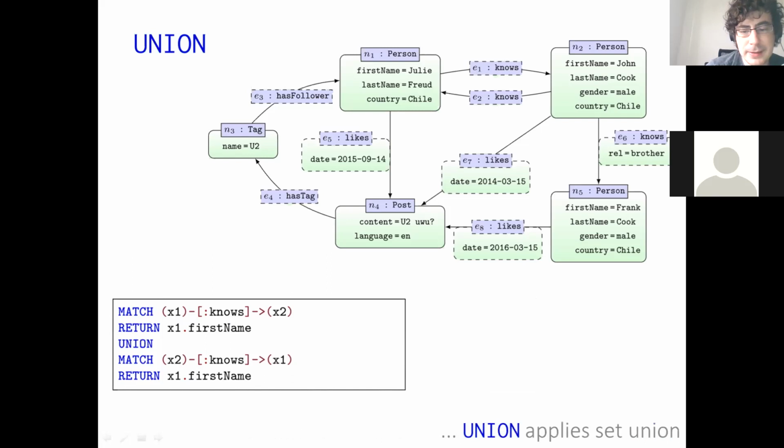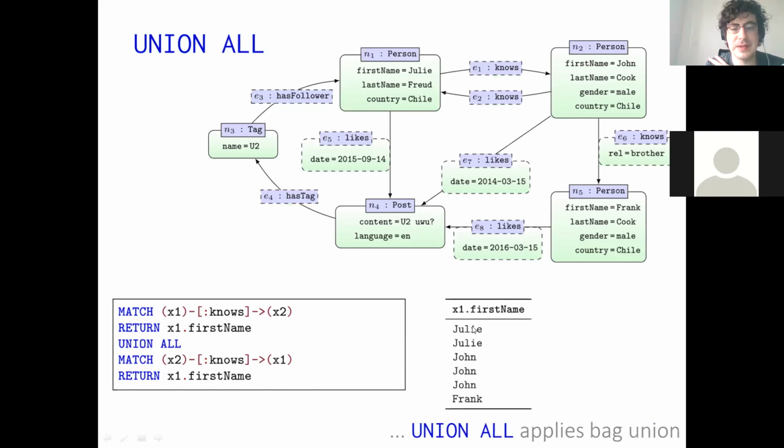Union applies set union, which gets rid of duplicates. So if you wanted to do bag union, these are just looking for first names of people. If you want to apply bag union, you can use union all, which will preserve the duplicates in the results. So we get Julie twice because we're counting the incoming and outgoing knows links, and there's 2 of them. John 3 times, there's 1, 2, 3, and Frank 1 because he has just 1 incoming knows link.